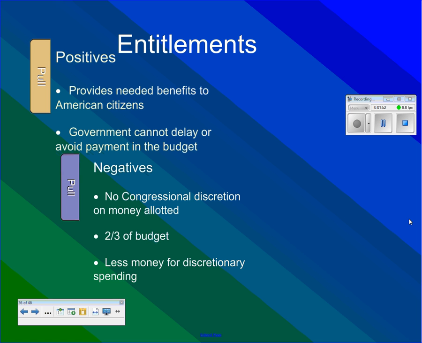Entitlements account for roughly 2/3 of the federal budget. And if you figure in about 20% for national defense, you're talking about 85% for those two things. That leaves very little money for what is called discretionary spending. Discretionary would be a great word for the word wall.